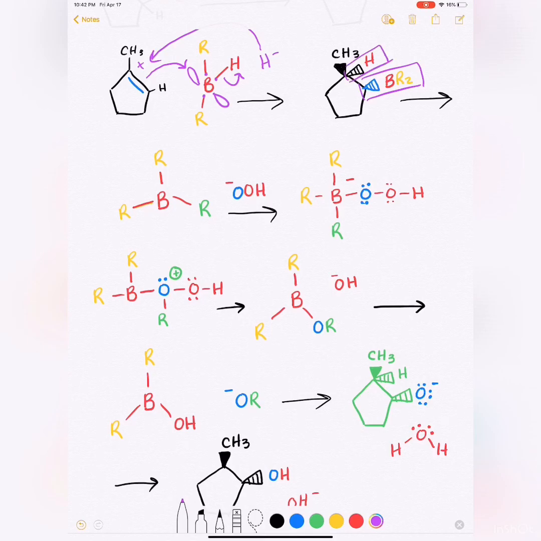Now you might notice that both of these groups were added to the back of the ring, and that does make this a syn addition, but also take note that this is an anti-Markovnikov addition. And you can tell because on our alkene, we have a secondary and a tertiary carbon. And the BR2 group was added to the least substituted carbon, not the most.